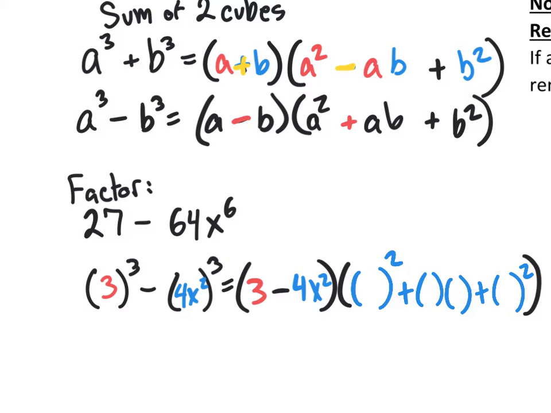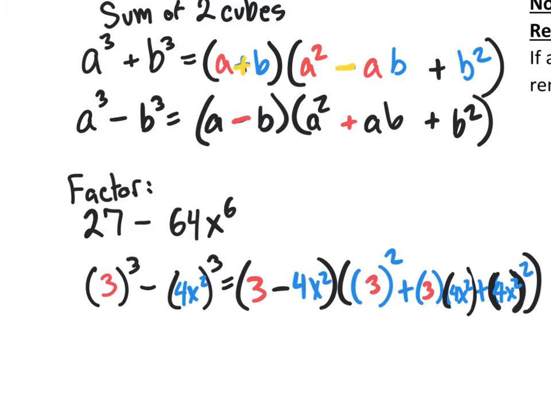So the a value is 3, put a 3 right there and a 3 right there. The b value is 4x squared. Probably should have used a different color. This is all getting messed up. All right, so let me put a 4x squared right in there in blue to remain consistent, 4x squared. And over here as well, I want to put a 4x squared in there, 4x squared. Okay, so we need to work on the trinomial part.